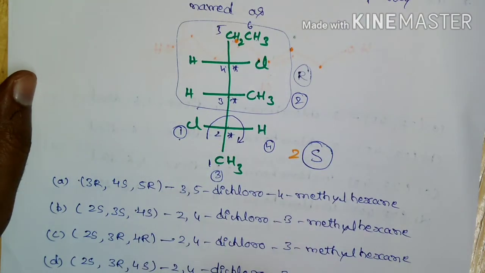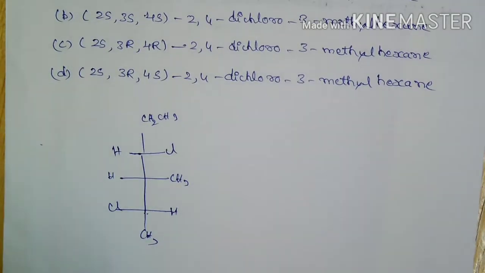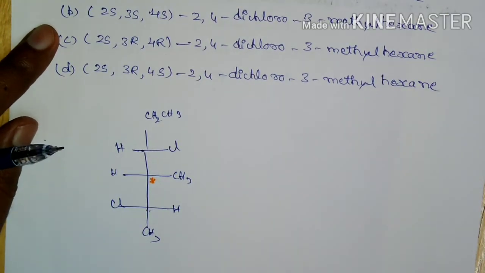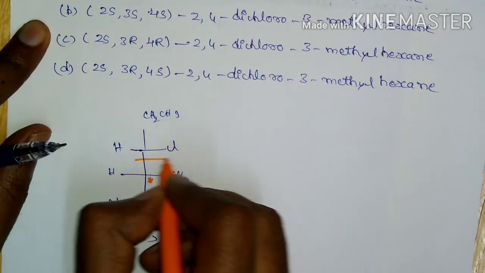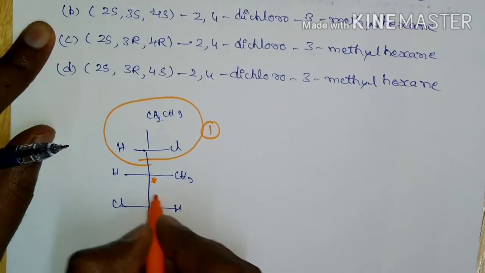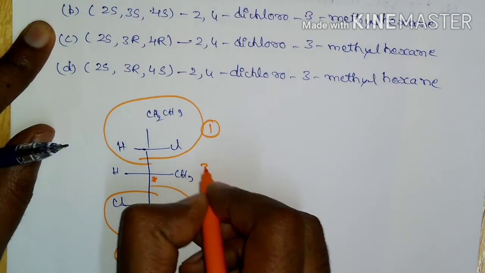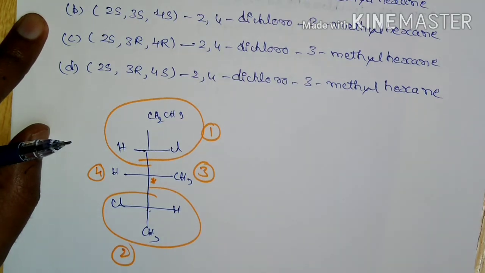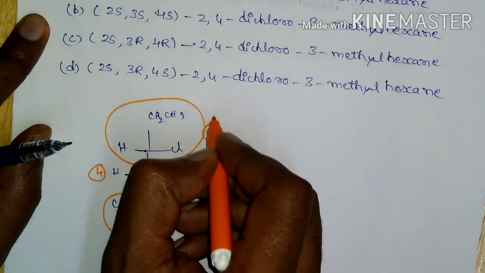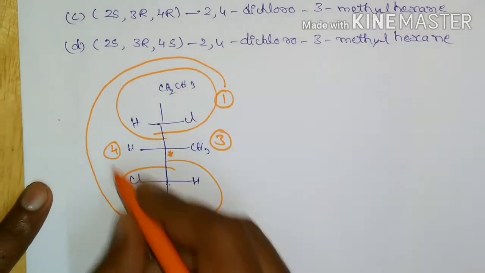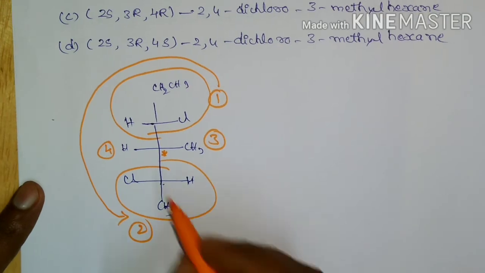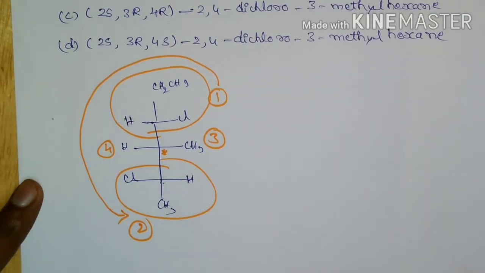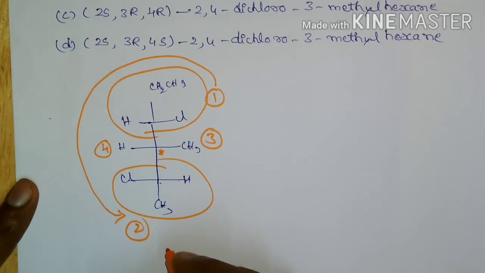Now move to the third carbon. I am going to find the priority for this one. So this will be first, this is second, this is third, and this one is fourth. So it is counterclockwise, but the fourth group is on the left side, so the third carbon will have R configuration.